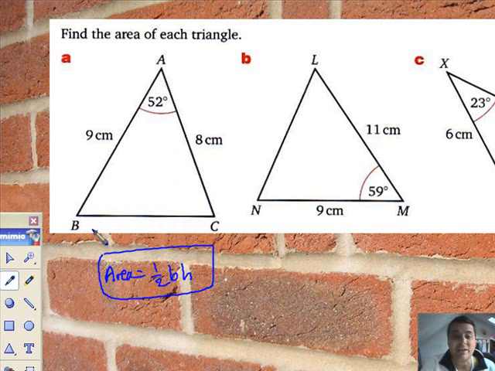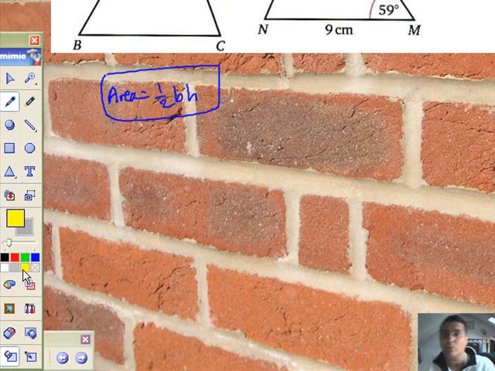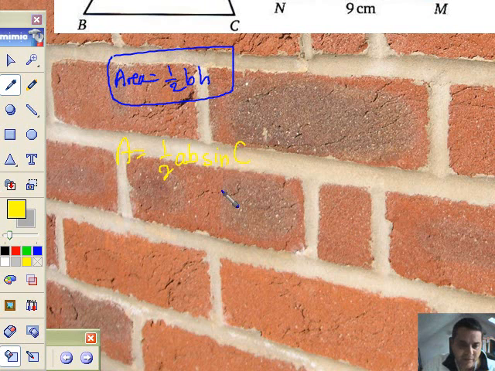If we were to make 9 the base, we certainly don't have the height going from there to vertex C. We do have an angle, but there is a brand new formula we can use to work out the area of a triangle really simply. Again, you can find it in your books, and here it goes. The area of a triangle is half A times B multiplied by the sine of angle C.